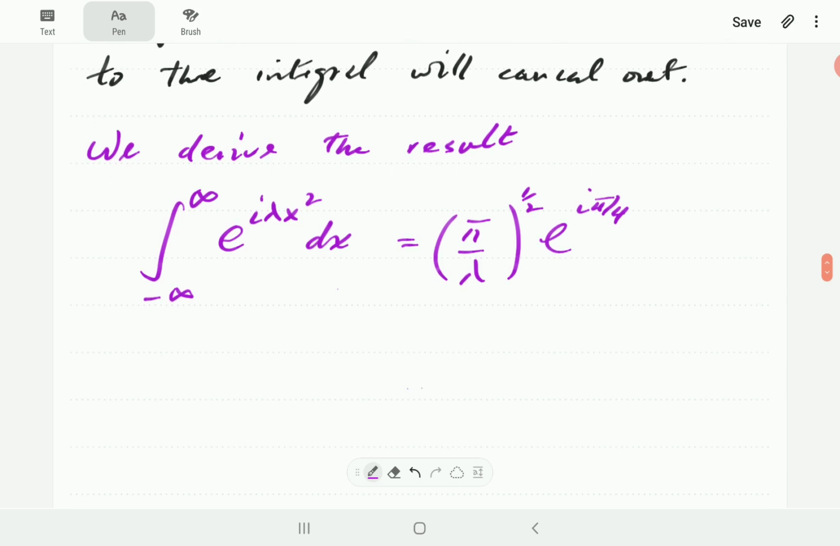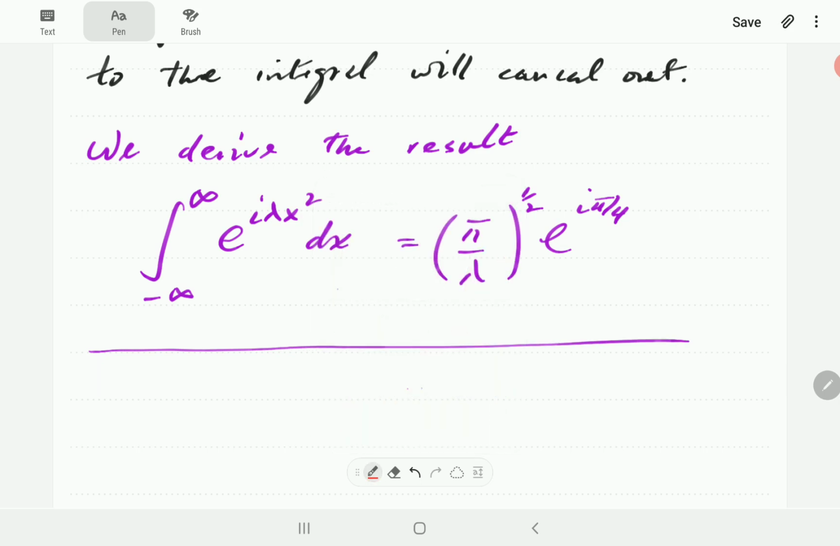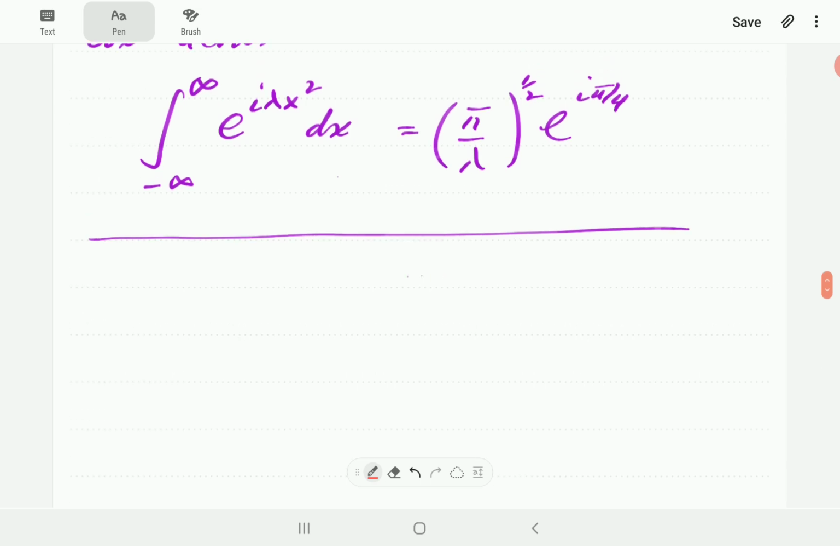There is a corresponding result with a negative in your exponent here. So if that's negative i lambda x squared, then that is going to be e to the negative i pi over 4. I'm going to leave that one to you as an exercise to derive. So we need to derive or prove this. So first we are going to express this. Let's say proof.